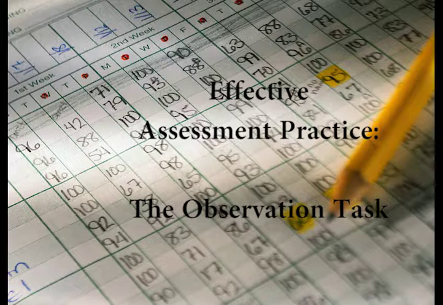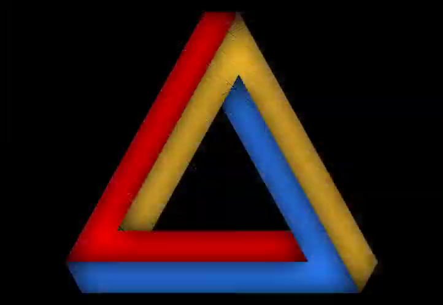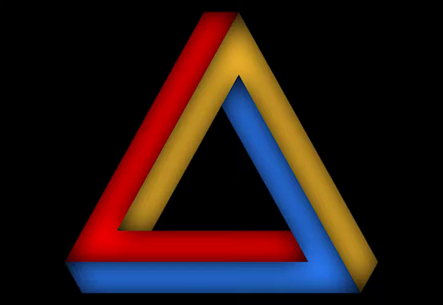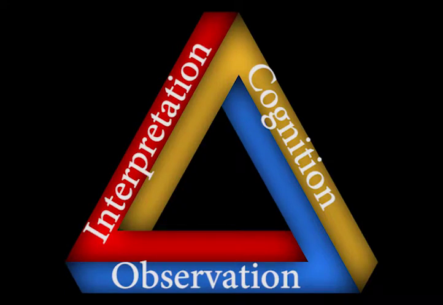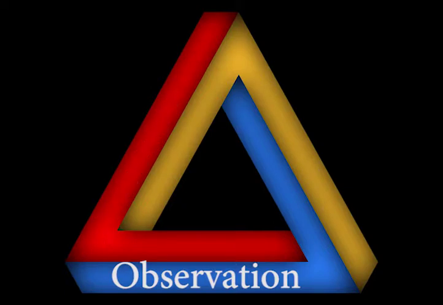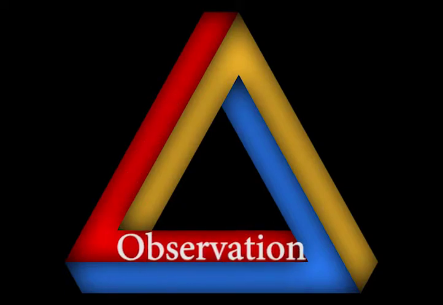According to the National Committee on Effective Assessment, every educator must thoroughly comprehend the interrelationships between three key aspects of the assessment process. First, cognition or learning theory. Next, observation. And third, interpretation. Each of these three elements impacts the validity of inferences that can be drawn from data gathered through student assessment tasks. This video focuses on the observation pillar of the assessment triangle.